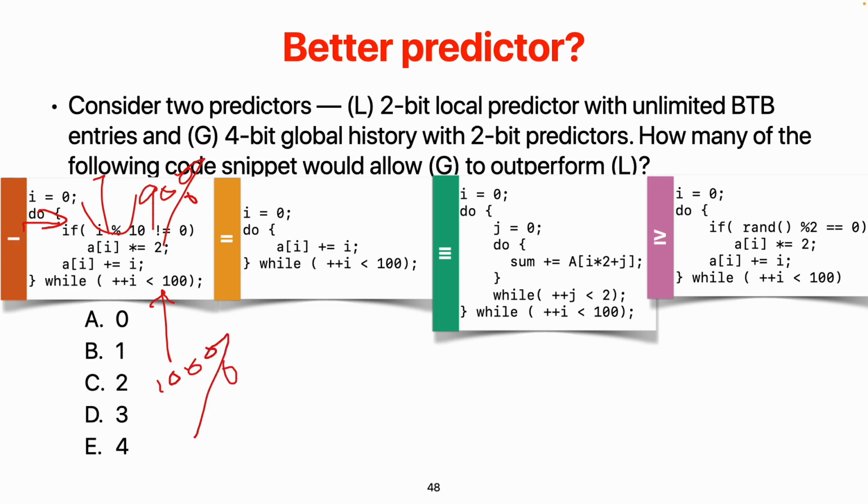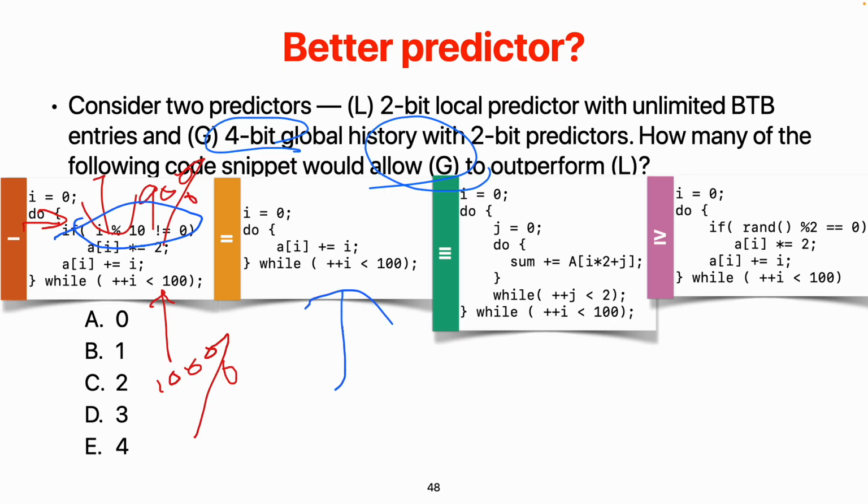So how about a global? Can 4-bit capture this? No, right? Because it's actually 10 bits. You need a 10-bit history to capture that exception. So what that means is that there is no difference between these two, right?